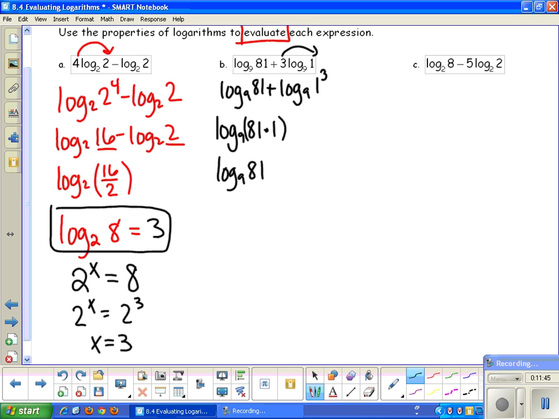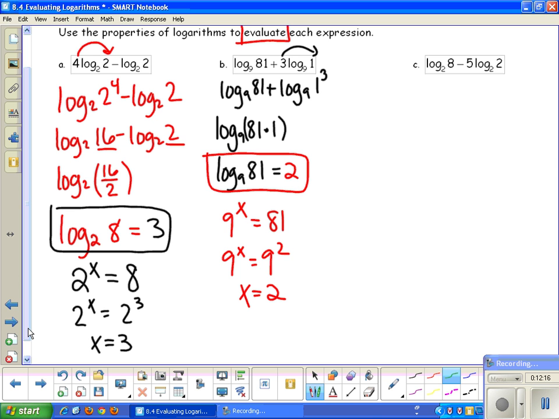And of course, we're not finished because it didn't say just to simplify this as one log, it said to evaluate. So now we need to figure out what this is equal to. So 9 to what power gives me 81, and I know 9 squared is 81, so 9 to the x equals 9 squared, so x would be equal to 2, so that means this would be equal to 2, and this would be my solution.